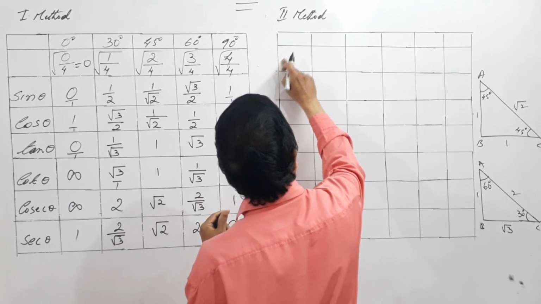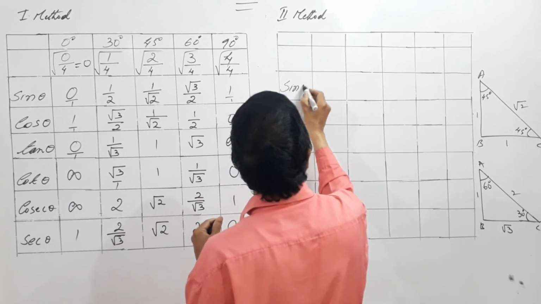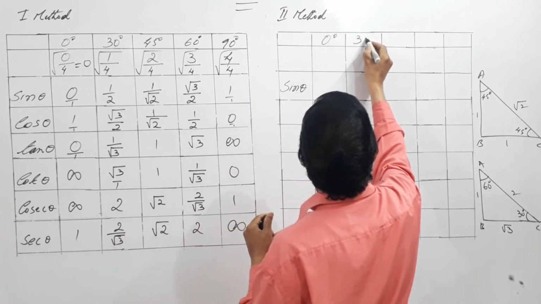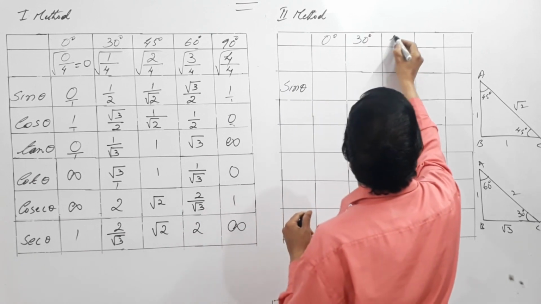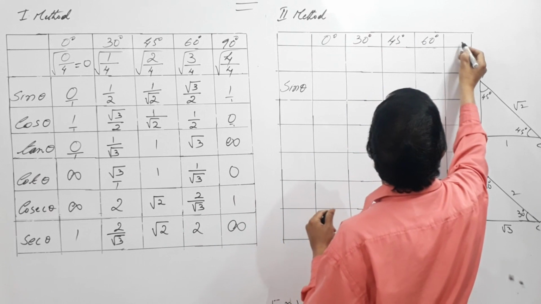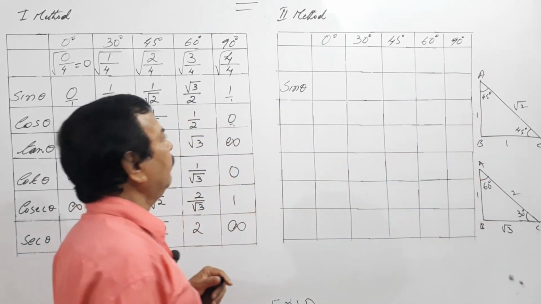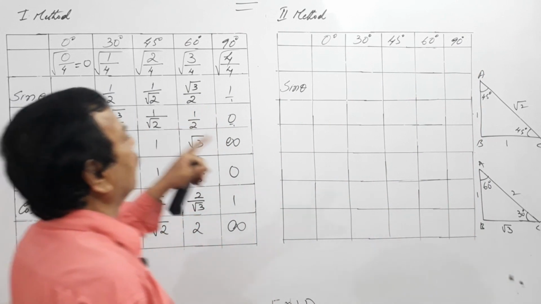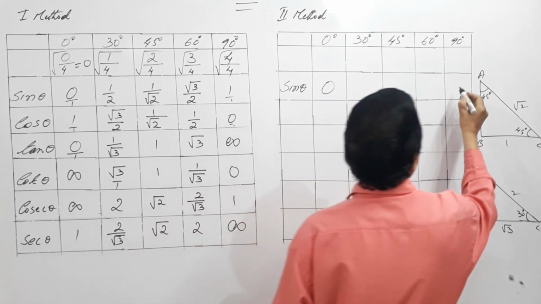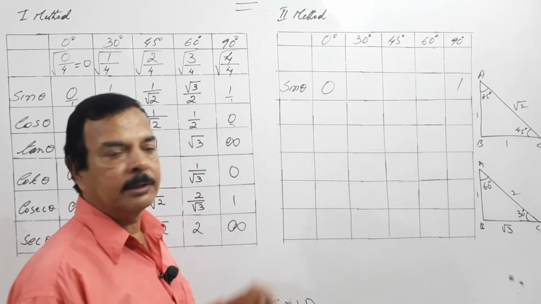I'll use it for some other purpose if required. I'll write the same values: sine theta, that is 0 degrees, 30 degrees, 45 degrees, 60 degrees and 90 degrees. So what I do, first value I have to fix. We know sine 0 is 0, you write it, and sine 90 is 1. These two values you have to fix, remaining is easy.